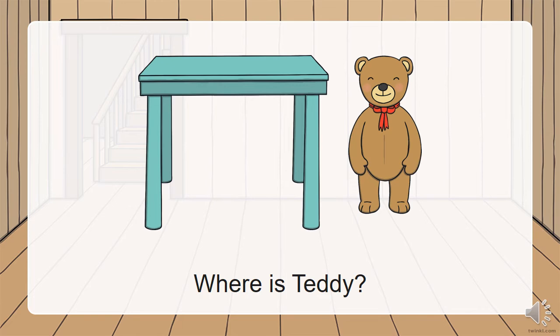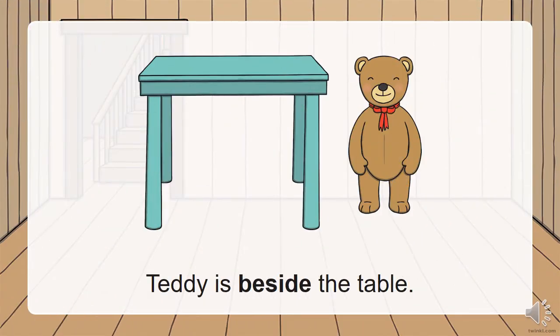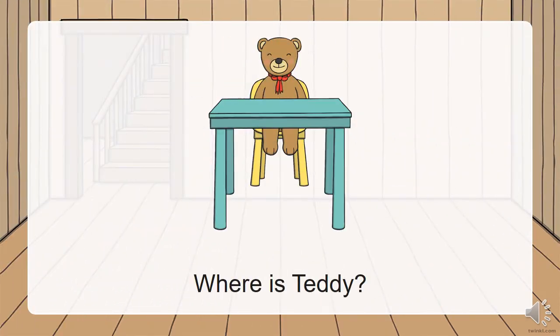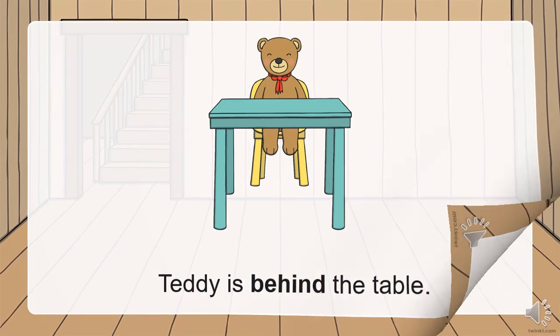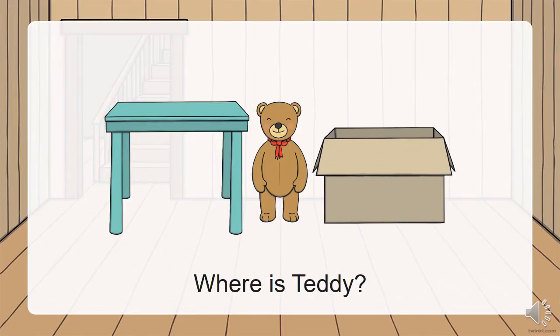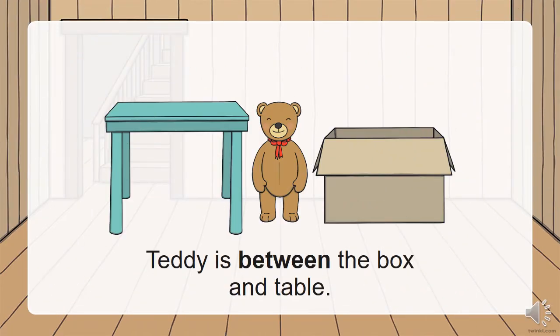Where is he again? Teddy is beside or next to the table. Where is Teddy? Teddy is behind the table. Where is Teddy? Teddy is between the box and the table. He's in the middle.